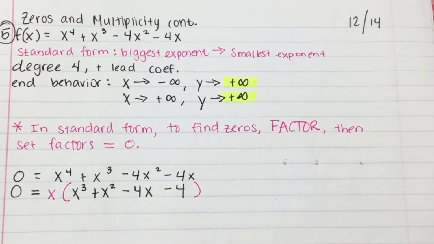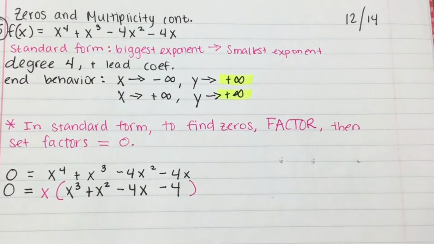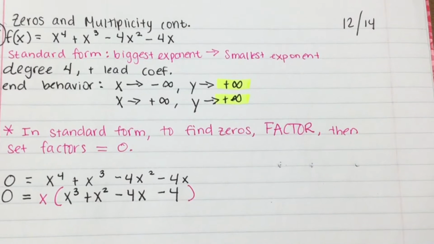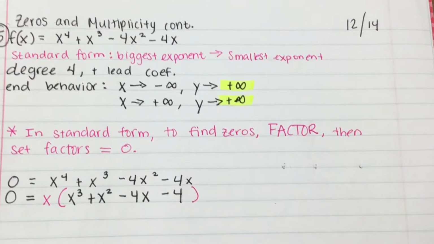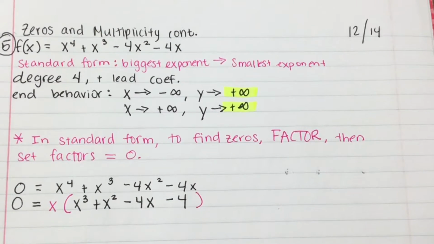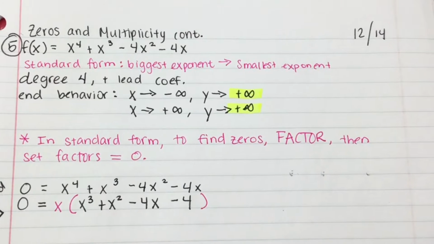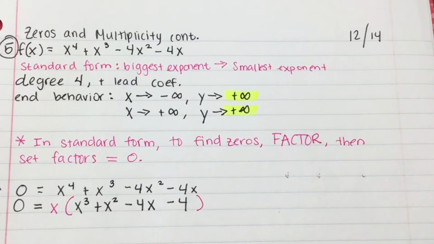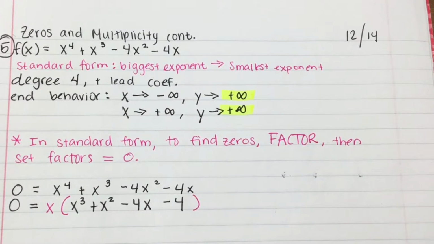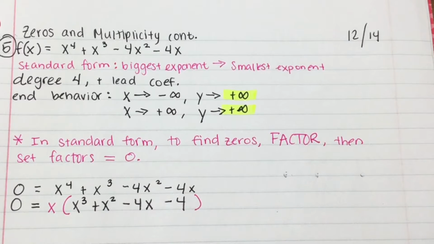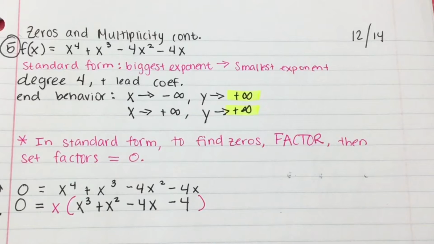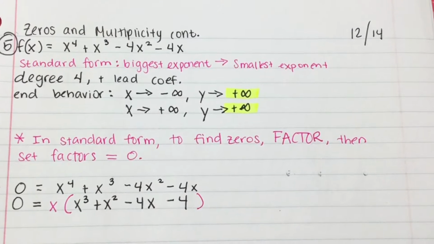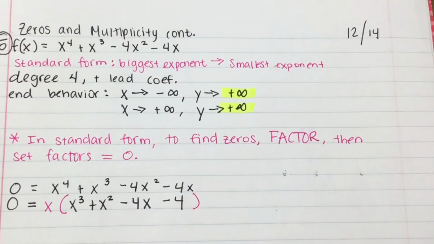So when I'm looking for the degree here, I'm looking for the largest exponent within that function, which is 4. So this is degree 4. It has a positive leading coefficient. So our end behavior is on the left, y goes up, and on the right, y also goes up. So these have the same end behavior. Now, in order to find the zeros for this function in standard form, we're going to have to factor this.